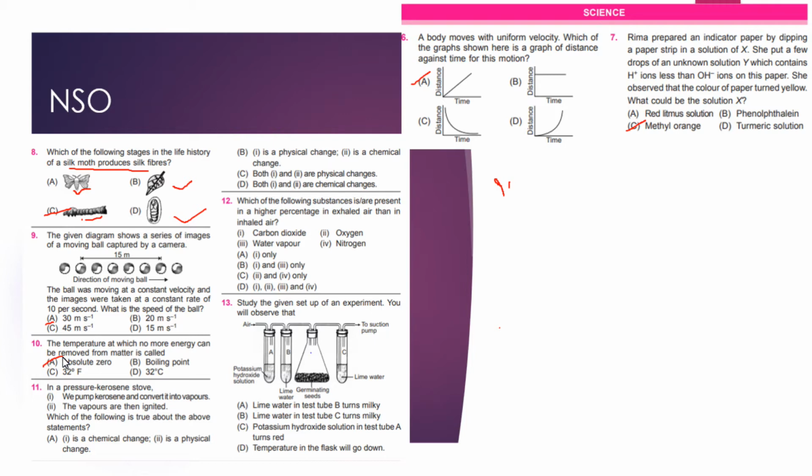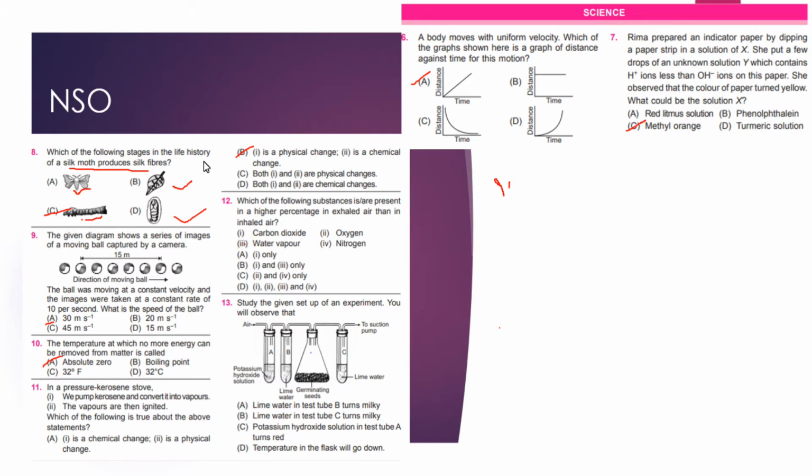Obviously it is B. See, change of state of matter is a physical change. When you melt ice, you can again freeze it to make it an ice cube again. Similarly, here the kerosene is converted into vapors, and you can bring back the vapors into kerosene form.